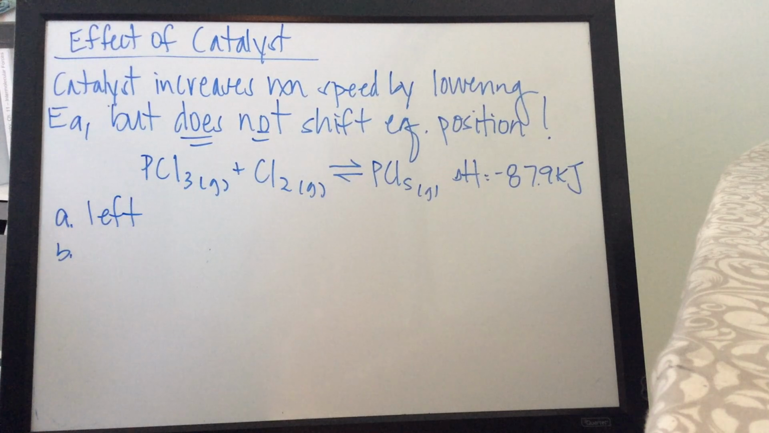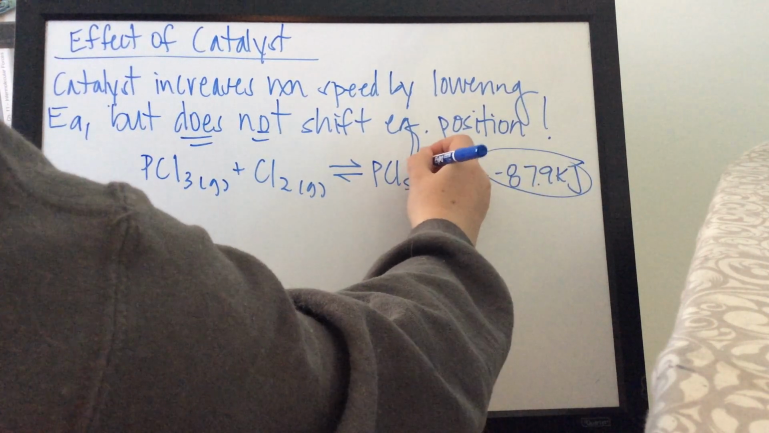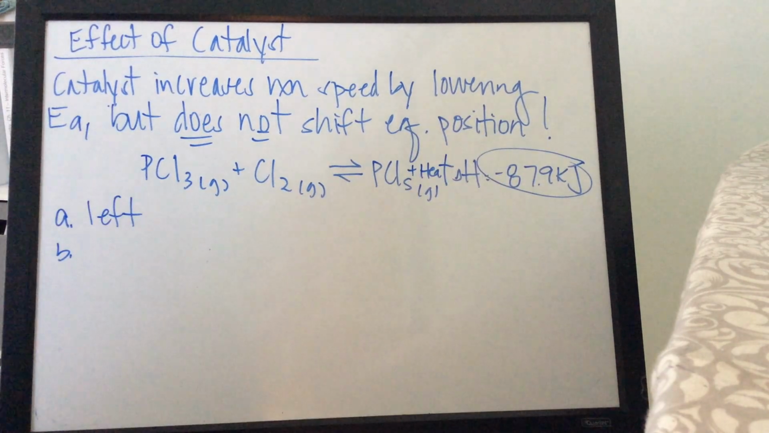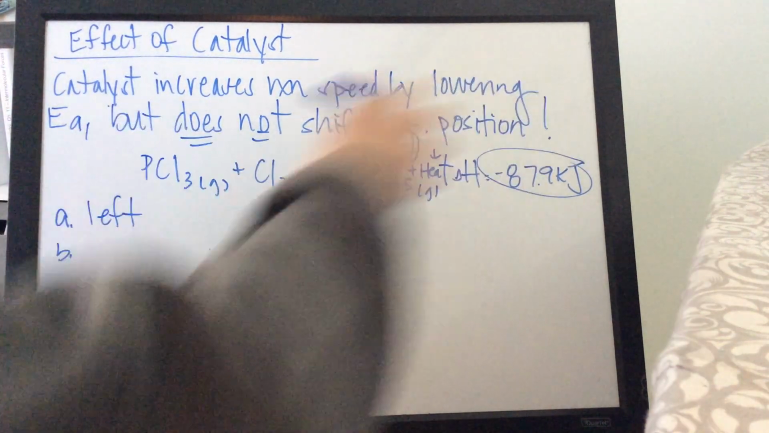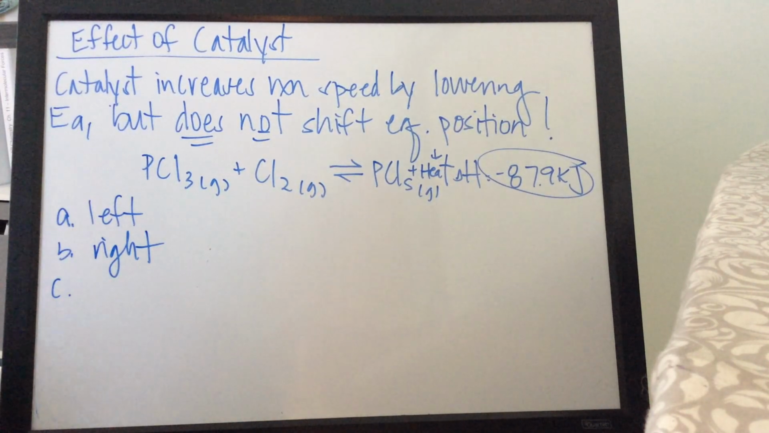Letter B, the temperature is decreased. Okay, so I need to take into account my delta H. It's exo, so heat's over here. So temperature decreases, so I don't have enough heat anymore. I need to make more heat, so it's going to shift to the right. Remember, it's all about counteracting the change.